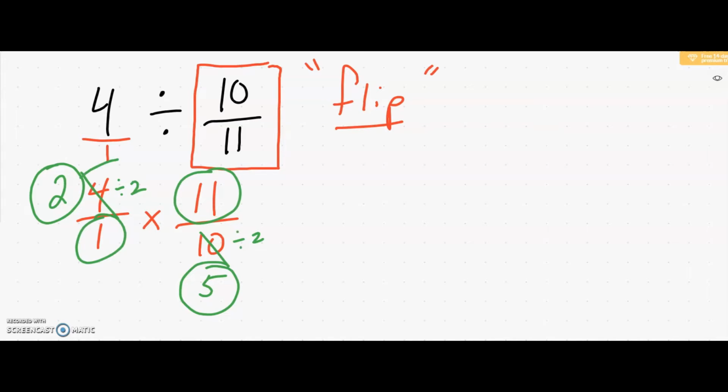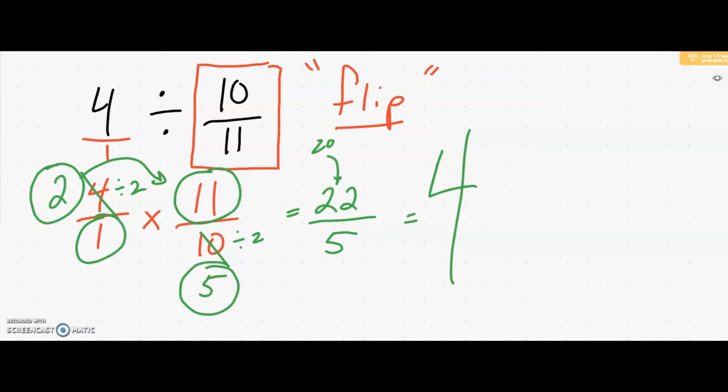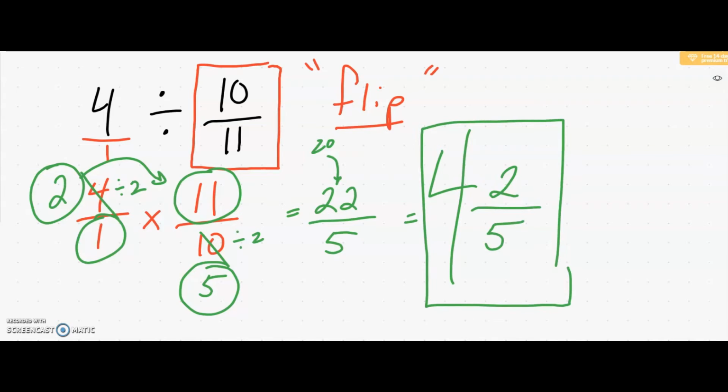So we're going to multiply across the top, which gives me 22 over 5. Okay, well, now it's improper. You've got to make it mixed. How many 5s are going to squeeze into 22? Well, I know that 5 times 4 is 20. I've got to get to 22, so there are 2 left over out of the possible 5. And your answer is 4 2/5. Okay, so that's a whole number divided by a fraction.